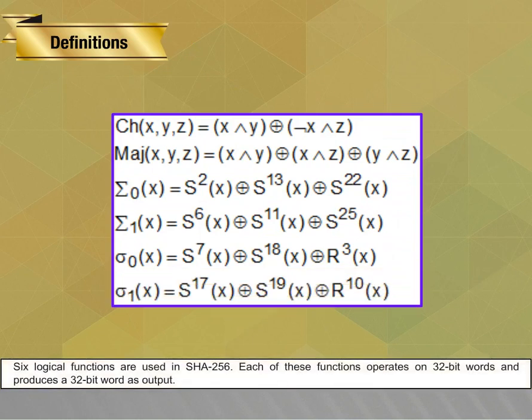Definitions. Six logical functions are used in SHA-256. Each of these functions operates on 32-bit words and produces a 32-bit word as output.